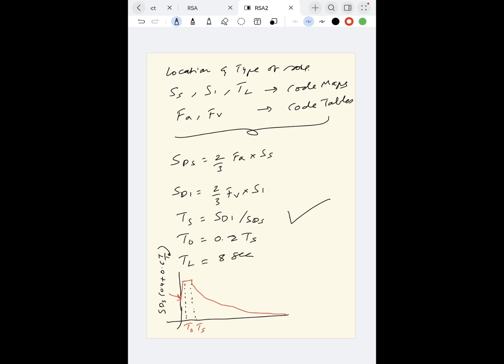Whereas this is your TL, this is SD1 by T, and this is SD1 into TL by T square.